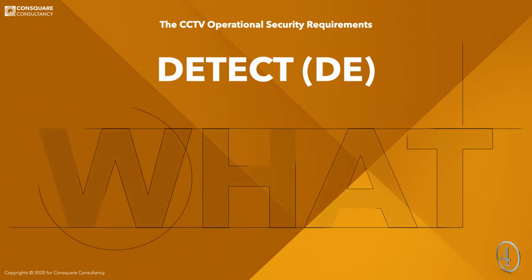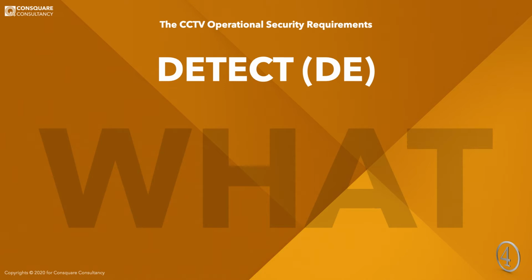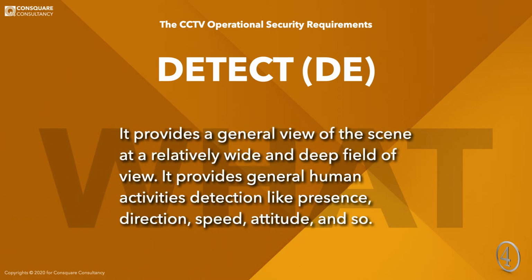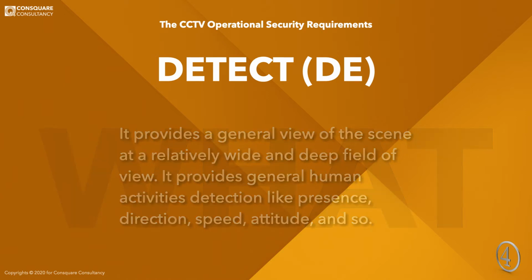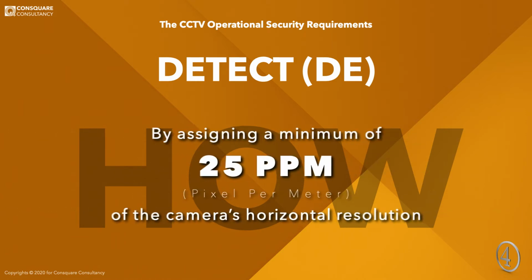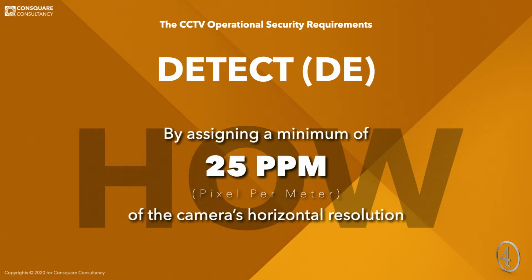What does the detection camera provide? It provides a general view of the scene at a relatively wide and deep field of view. It provides general human activities detection like presence, direction, speed, attitude, and so on. How do we get a detection camera? By assigning a minimum of 25 ppm, or pixel per meter, of the camera's horizontal resolution.